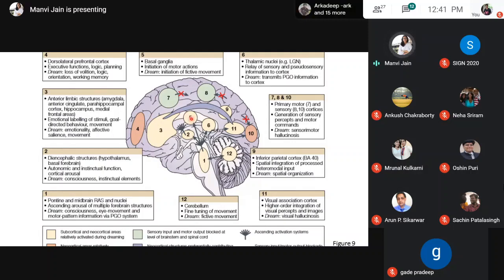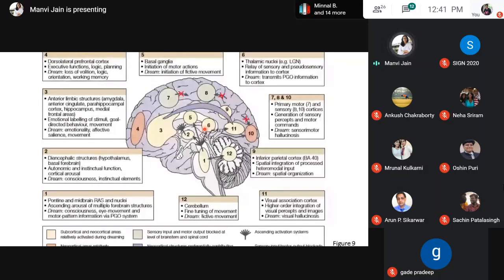The fifth region that is activated is the basal ganglia. It initiates the fictive movement of the dreams, which is, of course, important. Then the sixth, this is not also a much important region, so we'll skip it. The sixth part, which is my favorite, is the thalamic nuclei, or the lateral geniculate nucleus we just talked about in the PGO system.